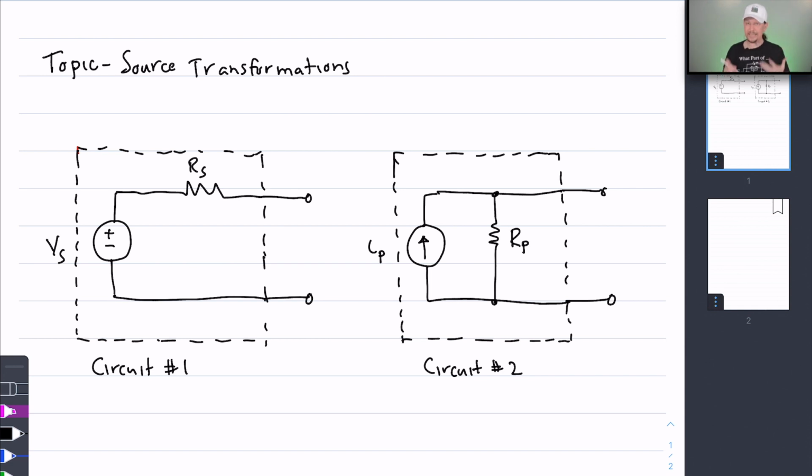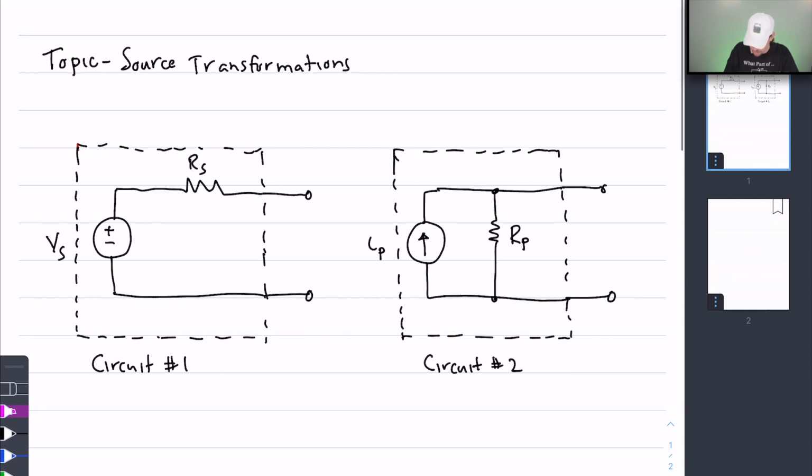Right. Now, in general, and this is really critical, in general, these two circuits, for arbitrary values of Vs, Rs, Ip, and Rp, are different circuits. You cannot replace one with the other. However, under 2 special conditions, you can actually force these two circuits to be equivalent circuits in such a way that anytime I see circuit number 1, I can replace it with circuit number 2, or anytime I happen to see circuit number 2, I can replace it with circuit number 1. This is what it means for these circuits to be equivalent.